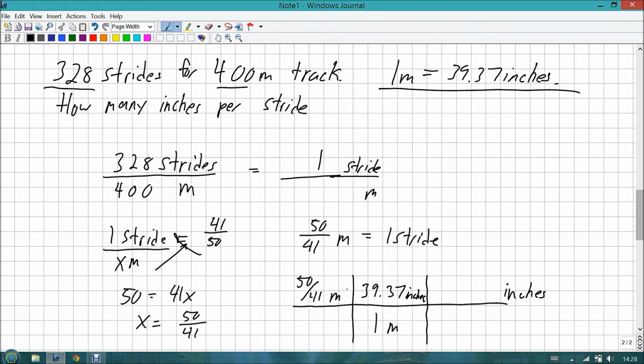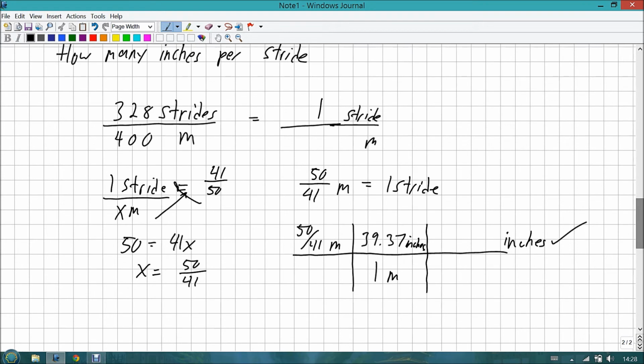So meters would cancel with meters. I'd be left with inches, which is what I want. And then I just do the arithmetic. 50 over 41 divided by 1 is, well, 50 over 41. And then we multiply that by 39.37, and we get 48.01 inches. So her stride is 48.01 inches.